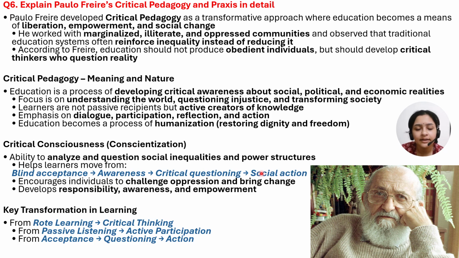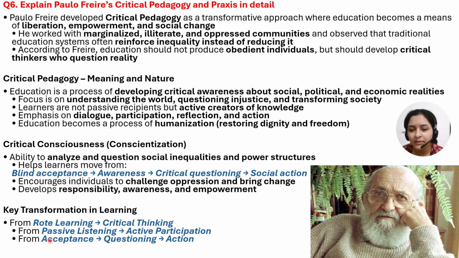Then critical questioning. Then taking social action. So this is a flowchart that you should remember. So this encourages individuals to challenge the oppression and bring change in the society. It develops responsibility, awareness, and empowerment. So what is a key transformation in learning? So learning should go from rote learning to critical thinking.